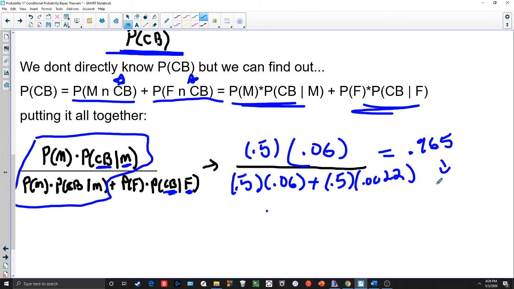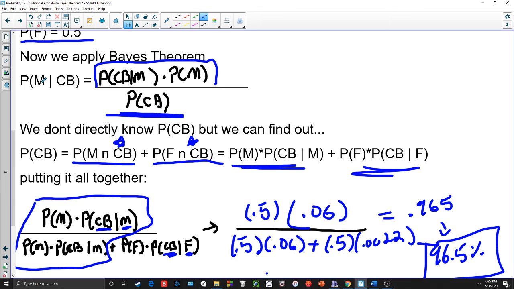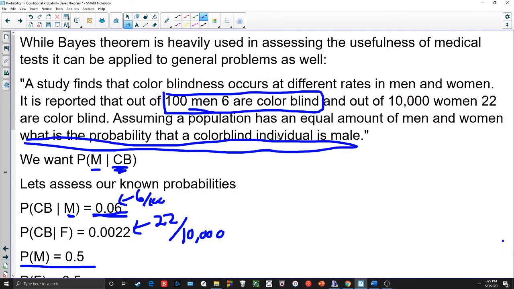So 0.965, or about a 96.5% chance. So the probability that you're male, given that you're colorblind, is about a 96.5% chance. Which, if you pause and think, makes sense based on what we have in the problem here. So let me explain that here.